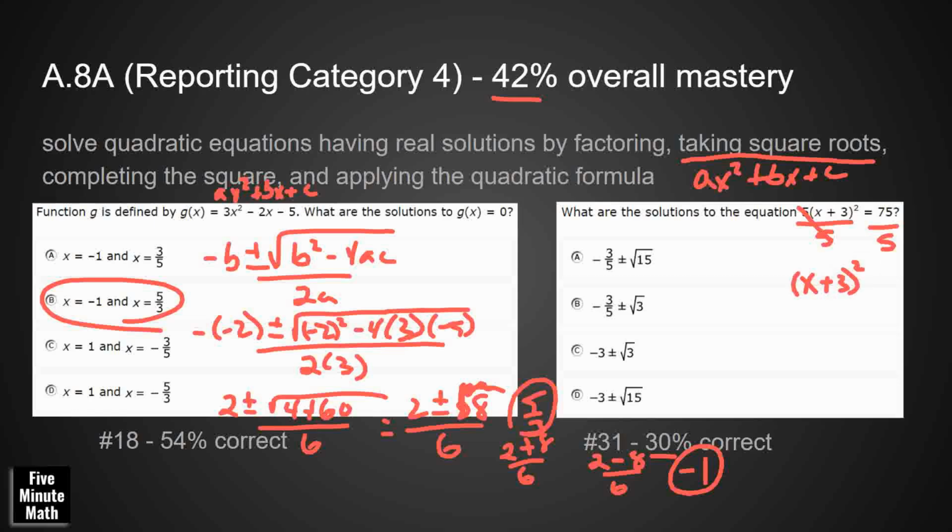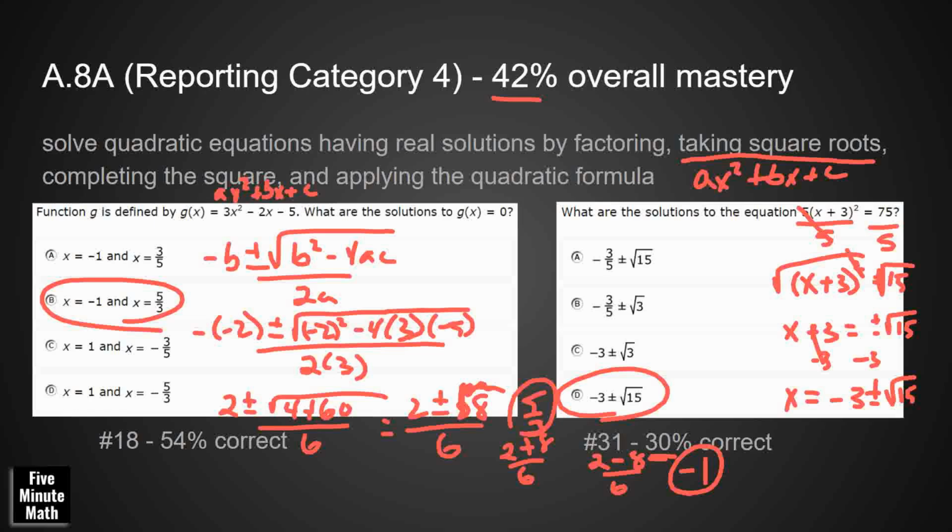X plus 3 squared equals 15. Right now, I can take the square root of both sides. That's just going to give me x plus 3. And then I'm going to get the square root of 15. Right, we'll go ahead and put that plus or minus there because it can be either way if we take that square root. And then I need to simply subtract 3 from both sides. I get x equals negative 3, plus or minus square root of 15. And so our answer there is D, but look, only 30% of our students were able to get that.